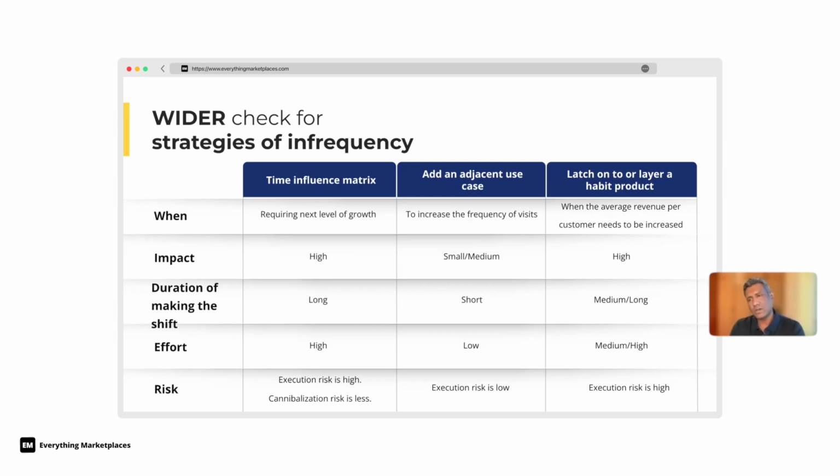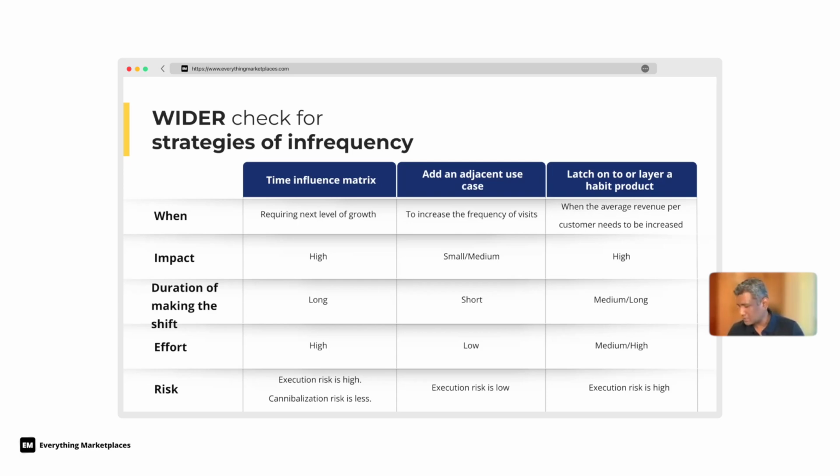Latching onto or layering a habit product is for when the average revenue per customer needs to be increased. So you're looking for ways to engage them even better. Example, Peloton's on-demand use case that they slapped in. Impact is high, and the effort is medium to high, and the shift could take some time, from medium to long. So that's kind of a way to look at this.